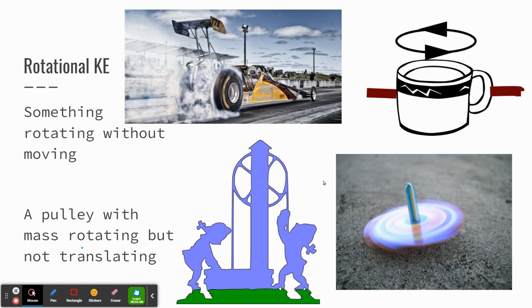If you have only rotational kinetic energy, this is going to be something that's rotating but not moving. So if you're burning out your tires, your car's not moving, but your tires are rotating. You have a pulley rotating, but it's not moving anywhere, like it's attached to this well. And so this piece is going to rotate but not go anywhere. This top is spinning. It's not going anywhere, but it's rotating, so it will have rotational kinetic energy.